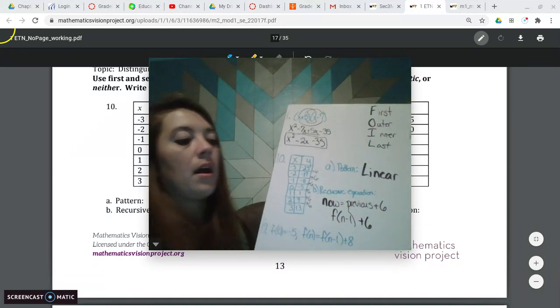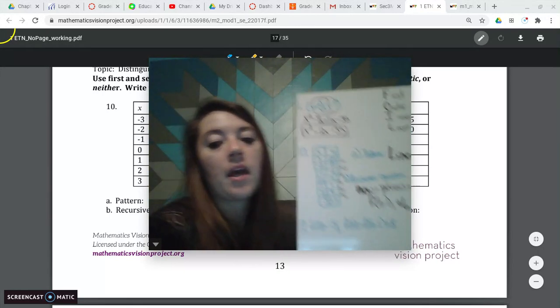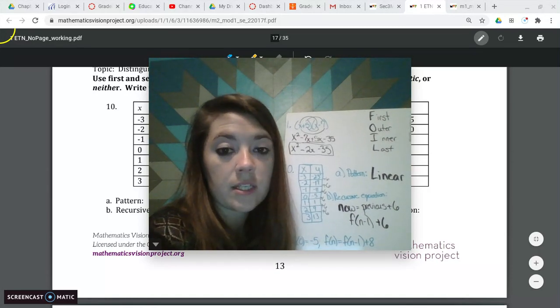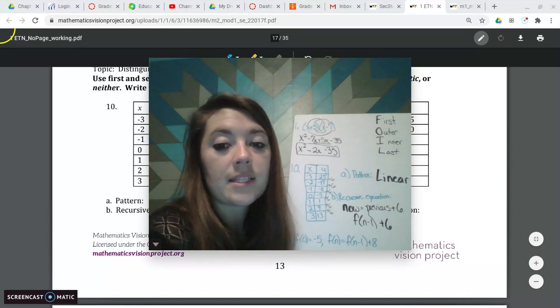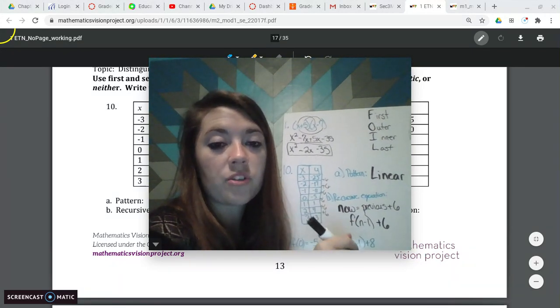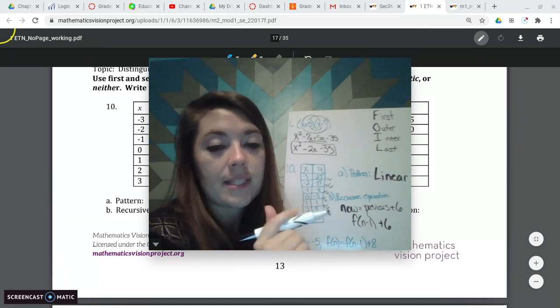Excellent. All right, so that's what you're doing for the next set. It's either going to be linear, quadratic, or neither. If the first differences are all the same, then it's linear, just like this. If its second differences are the same, it's quadratic. And if first and second differences aren't the same, then it's neither.